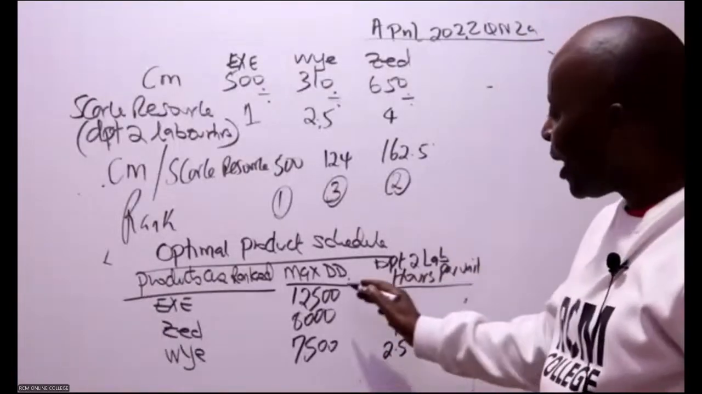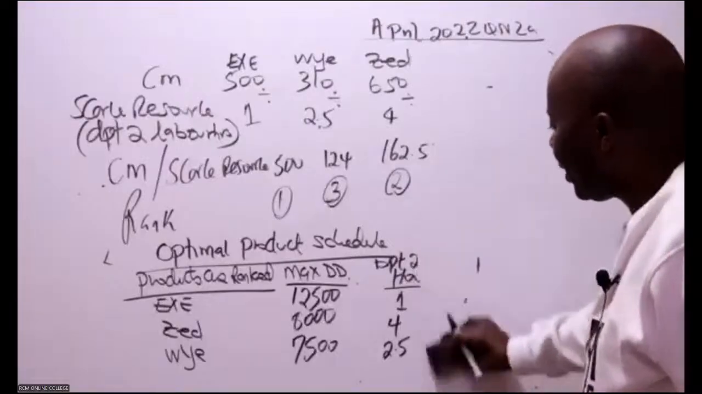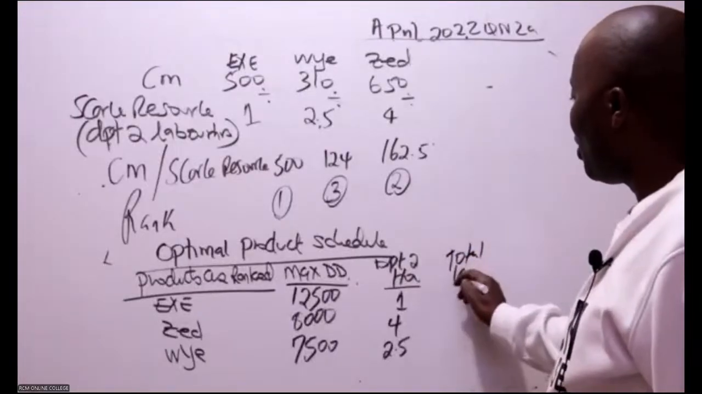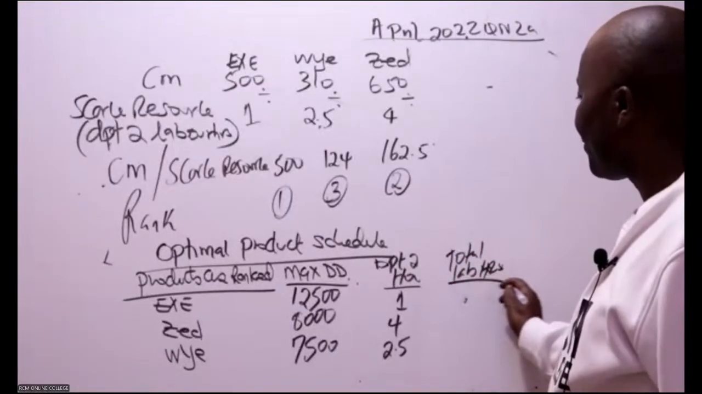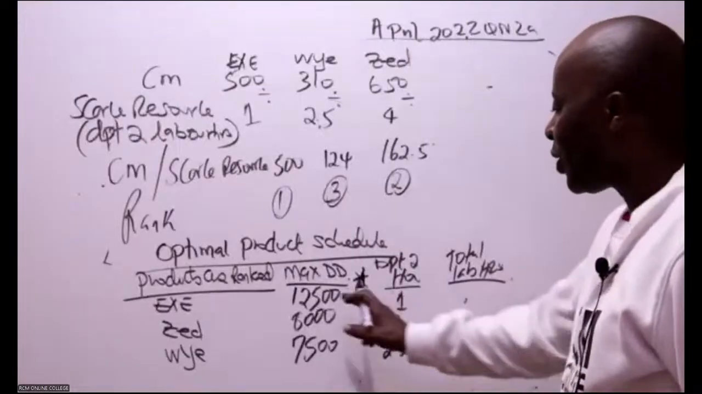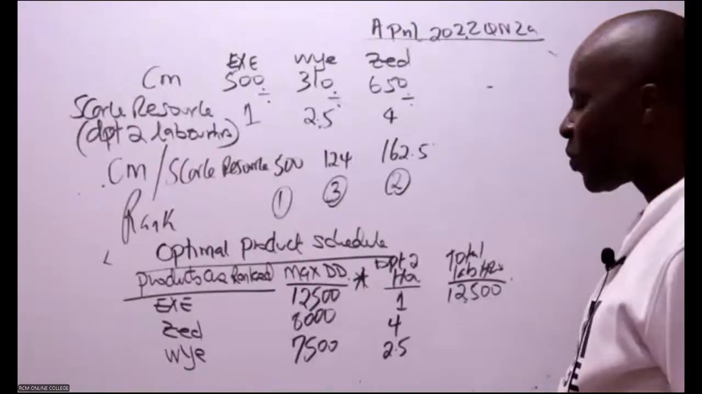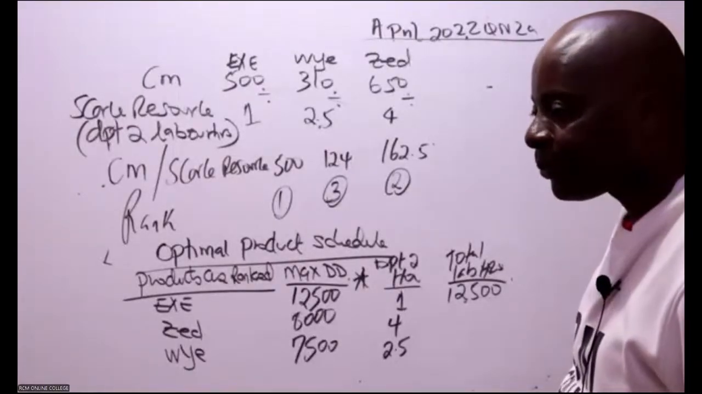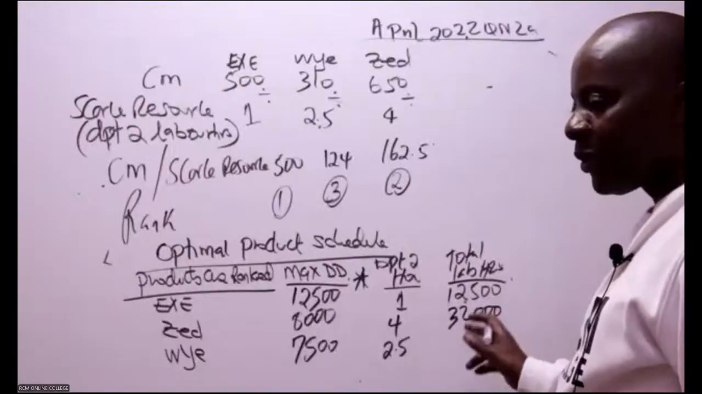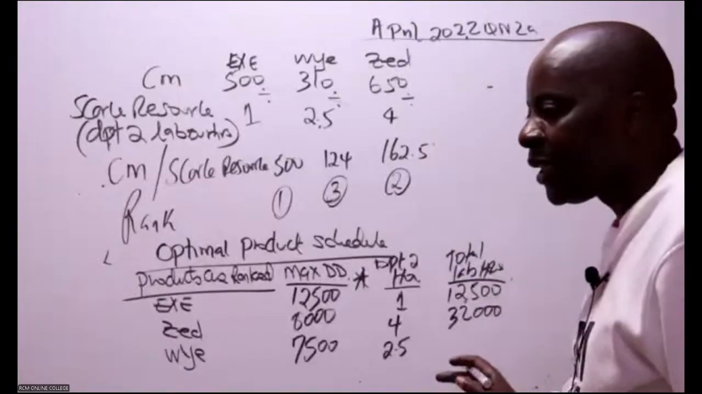So remember, these are per unit. So go ahead and multiply to give us total labor hours. You multiply this with this. So the first one is 12,500. The second one will be 8,000 times 4, 32K. And then the last one will be 7,500 times 2.5, which gives us 18,750.